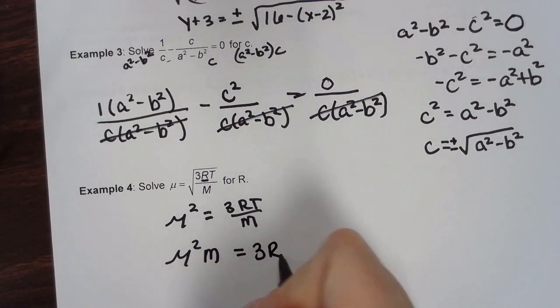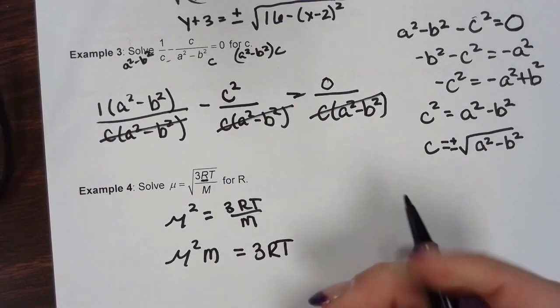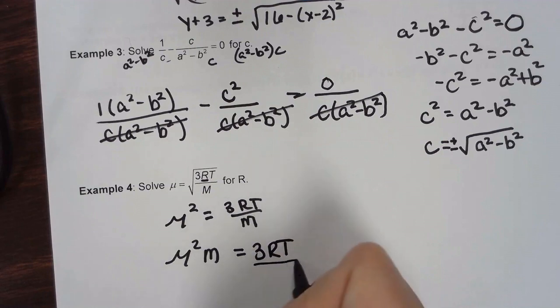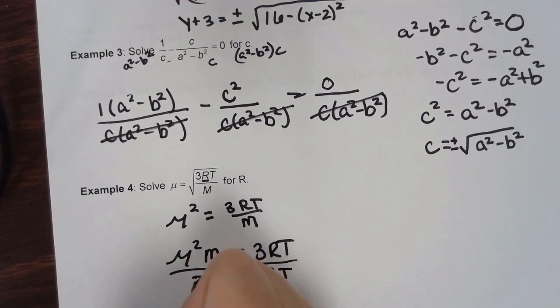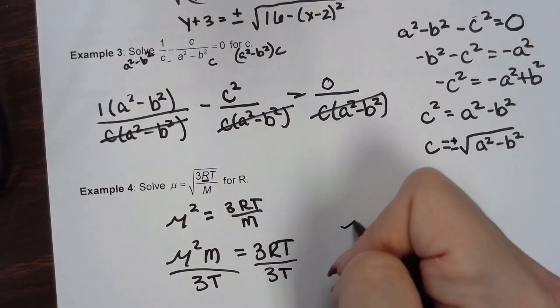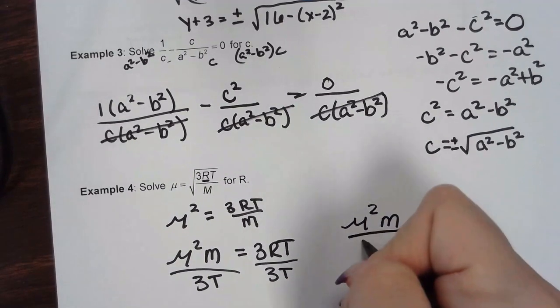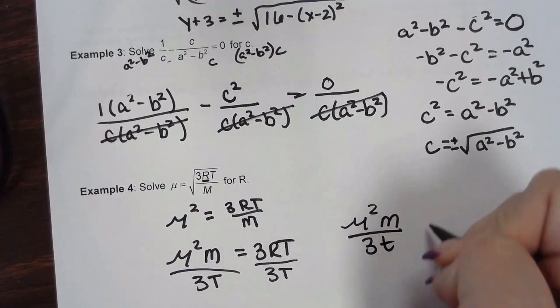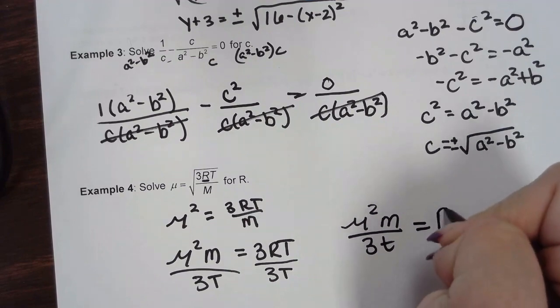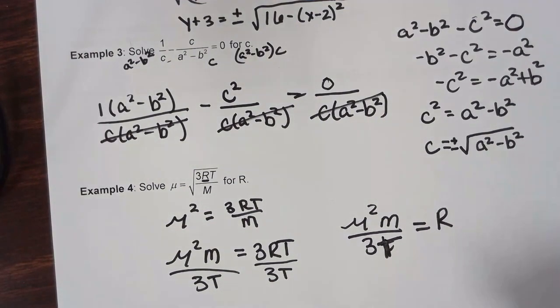And now, what is happening to the rest of this? This is all multiplication, right? So how do you get rid of multiplication? We divide. So we're going to divide both sides by 3t, giving us our final answer of mu squared times m all over 3t equals r. And I should have made that an uppercase T because I want to make sure my variables are the same.